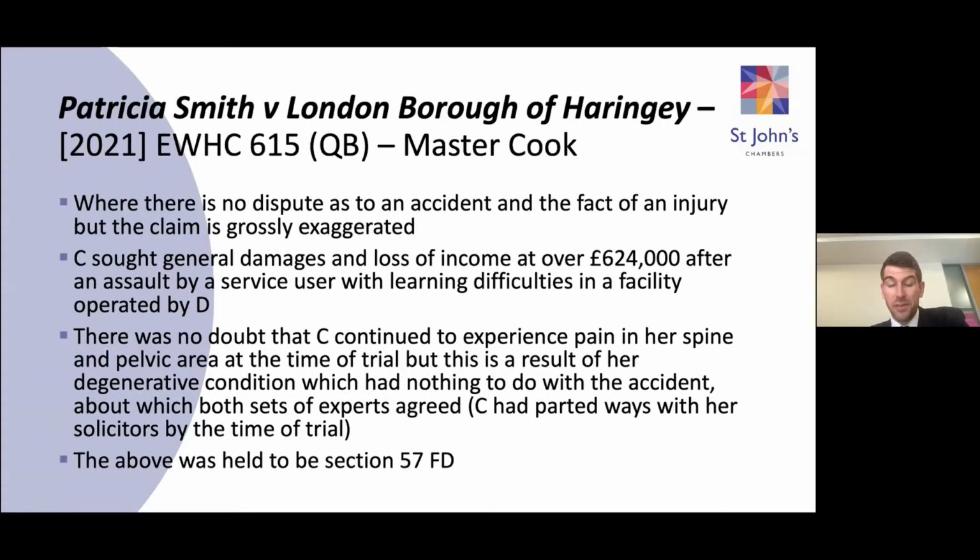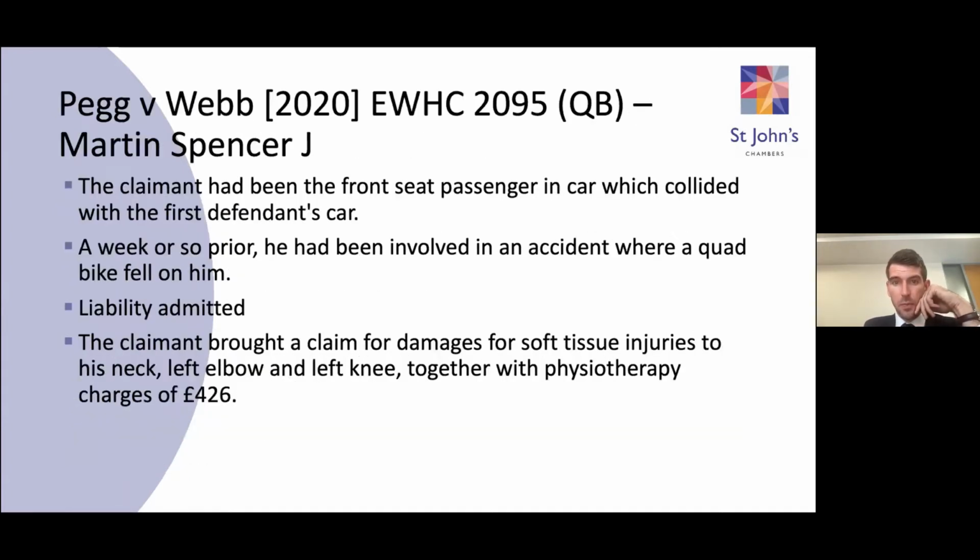do with a degenerative condition, about which both sets of experts had agreed, the claimant having parted ways with her solicitors. So the judge there had little difficulty in finding that the attribution by the claimant of pre-existing pain to a breach of duty was fundamentally dishonest, where the claim was for £624,000 in total.